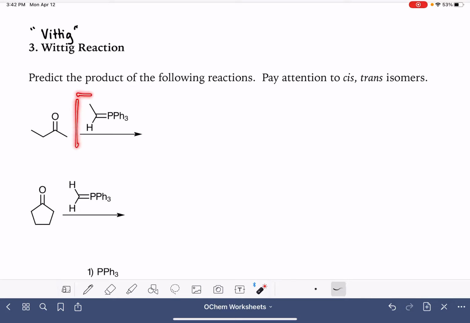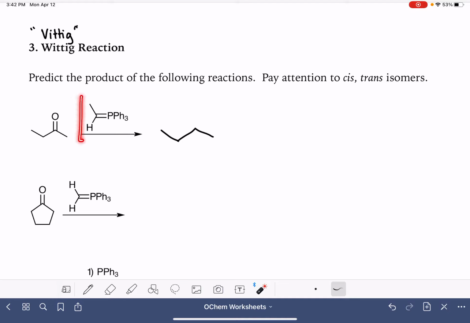So regardless of which method your book uses or whatever you're looking at, if you have a carbon-phosphorus single bond, in your mind imagine it as a carbon-phosphorus double bond. So like I said, I'm not going to go over the mechanism for this reaction because it's super complicated. We're just going to learn how to predict the products.